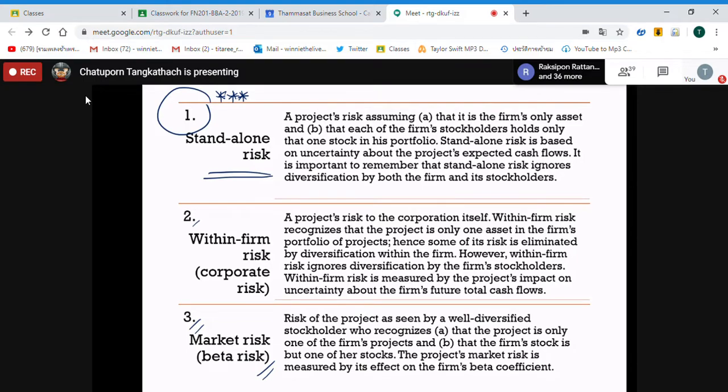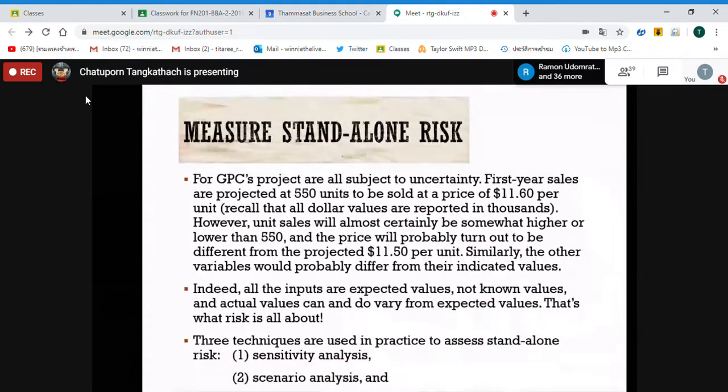Now, for standalone risk, how can we incorporate risk inside our project? There are broadly 2 ways for us to do it. First one is what we call sensitivity analysis, and the second method is what we call scenario analysis. In the lecture note and most textbooks, there is a third method called simulation or Monte Carlo simulation as well. But this one, I will give you a brief discussion later after I talk about scenario analysis.